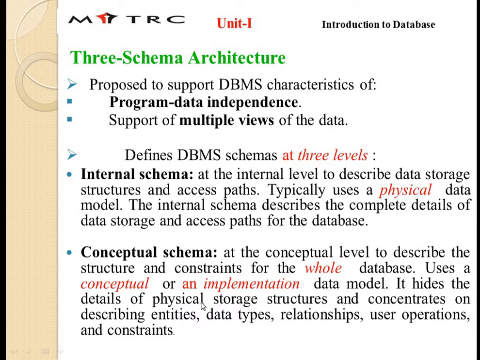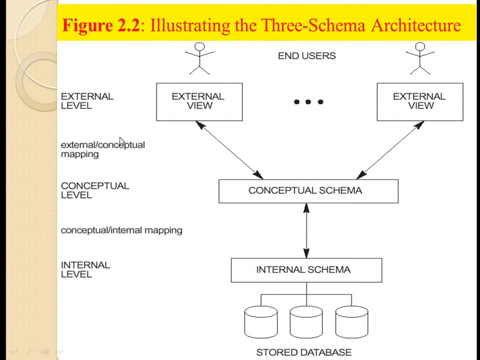That means it uses the conceptual or an implementation data model, and it hides the details of the physical storage structure and concentrates on describing the entities, data types, relationships, user operations, and constraints. So this is the conceptual schema. It is at the conceptual level to describe the structure and constraints for the whole database. This is the second type of the three schema architecture.